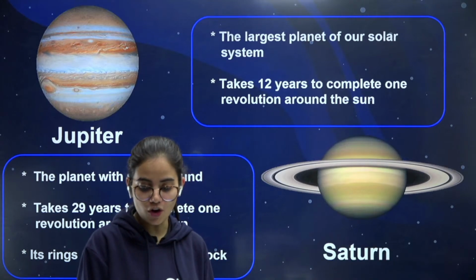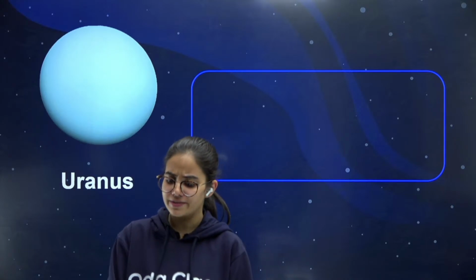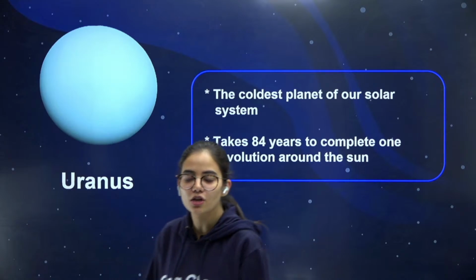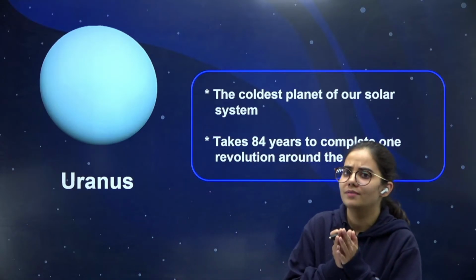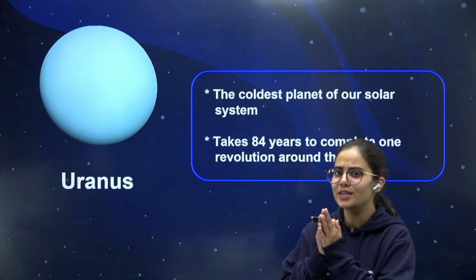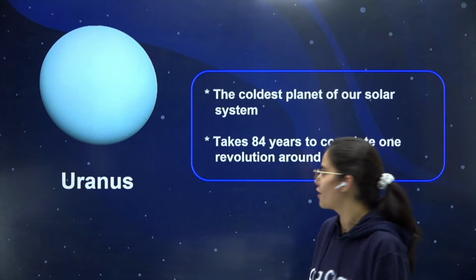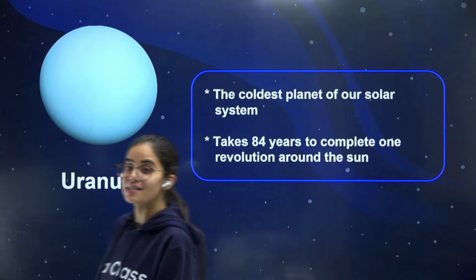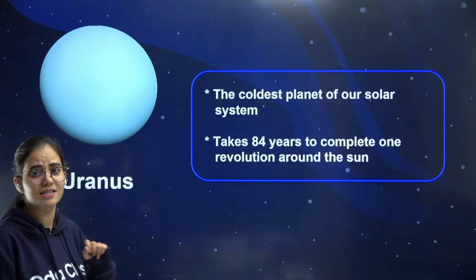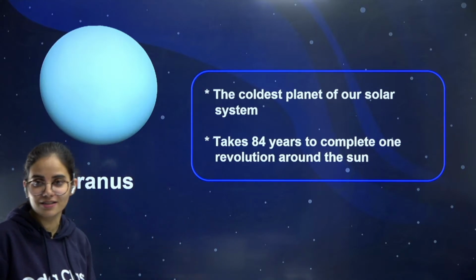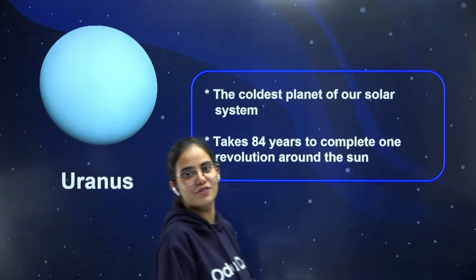Okay, now moving on, we will see the next planet, that's Uranus. Is there anything really interesting about it? Yes, because it is the coldest of them all. So it is in contrast with planet number two, that's Venus, because it's the hottest one. So this planet Uranus is the coldest planet of the solar system, and it takes 84 years to complete one revolution.